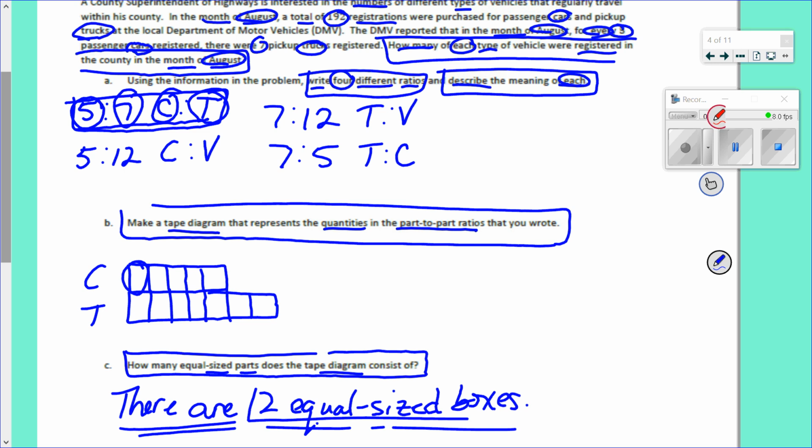Well, oh yeah, the 12. Yeah, so I'm comparing it to the 12. So to find my ratio constant, what am I going to do? Divide by 12. Make sense? So I take the number they gave me, 192. I'm going to divide it by 12.